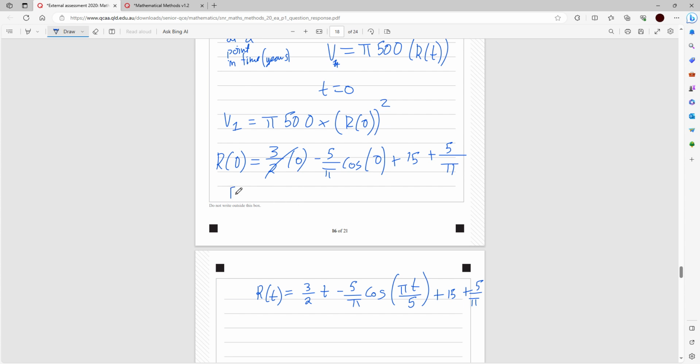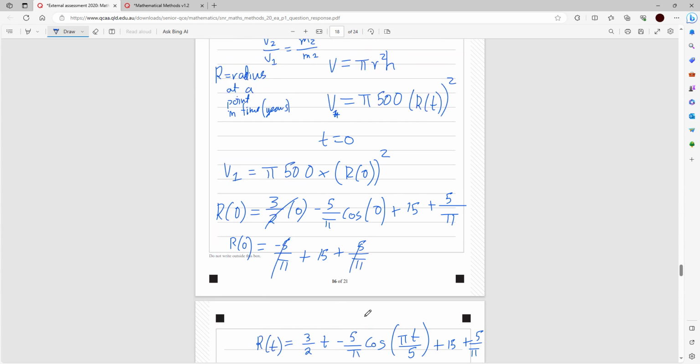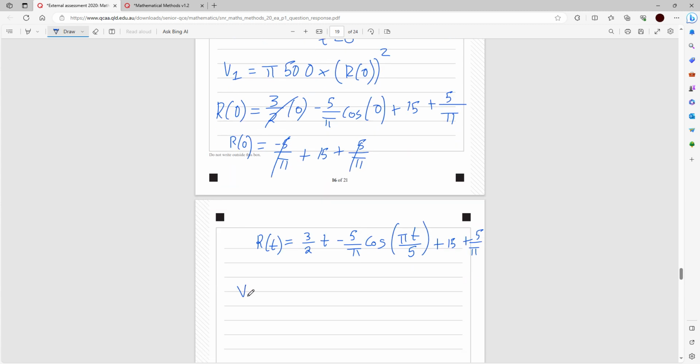R of 0 is equal to, now this here is going to be 1, so you have minus 5 pi plus 15 plus 5 on pi. That cancels, so r of 0 is 15. So you're going to have V1 is equal to pi times 500 times 15 squared.